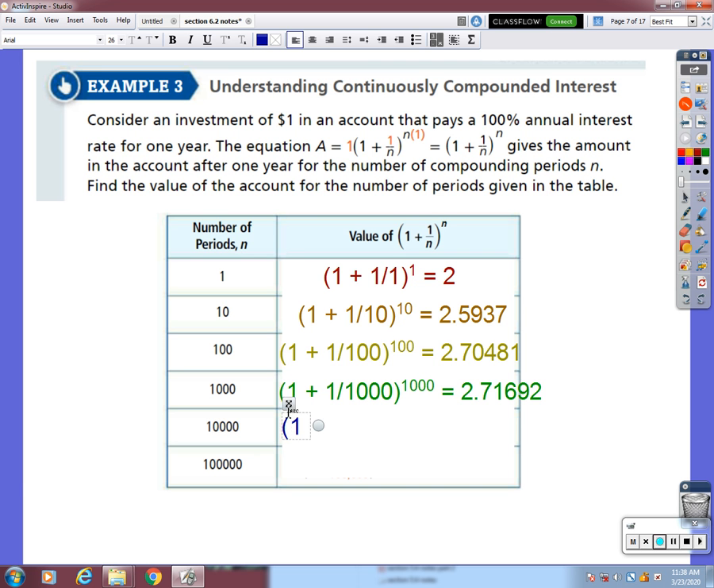So now let's go 1 plus 1 divided by 10,000 to the 10,000th power. And you can make a guess if you want. See what you think that's going to end up being. So I'll put in a couple more zeros, and then I get 2.718146. So now we're still going up, but only just a little bit, 2.716 to 2.718. So you can see that we are starting to level off a little bit.